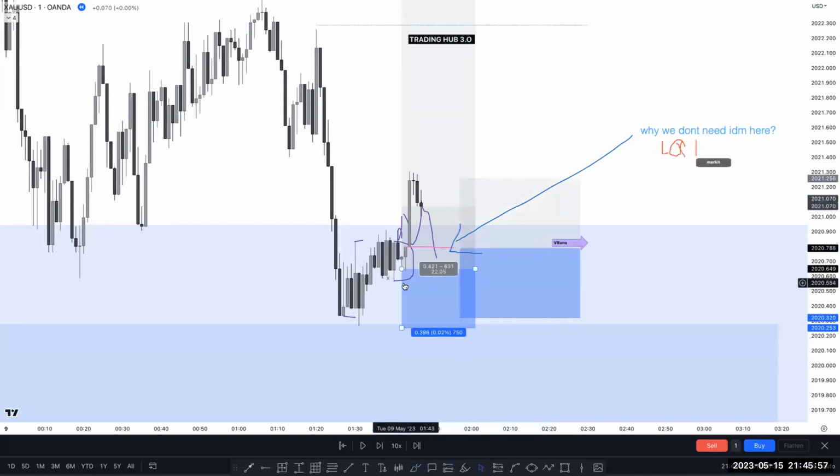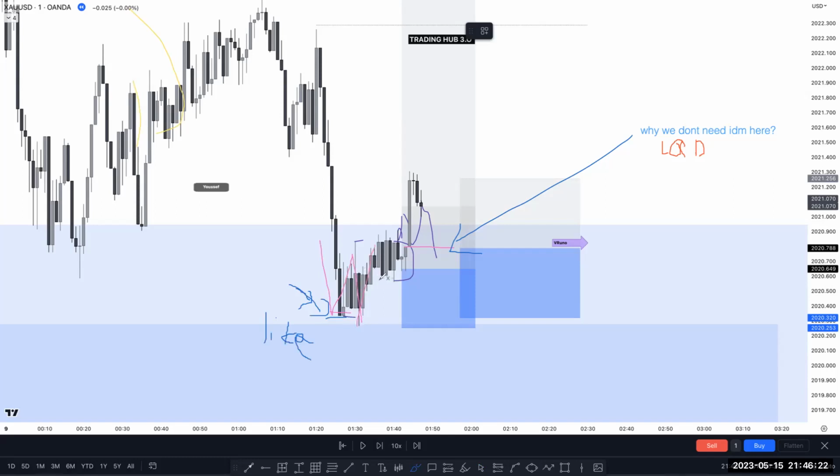Why do you need inducement? Because inducement already swept here, and just below it there is no unmitigated anything. That's why, if it sweeps the structure, this is just structure. This one is also a sweep, but here there is no unmitigated order block, unmitigated shadow. That's why we need inducement. If there is a proper order block or anything, then you can buy here.